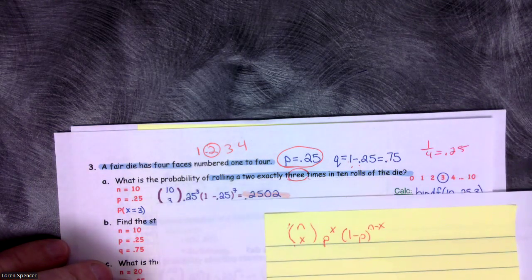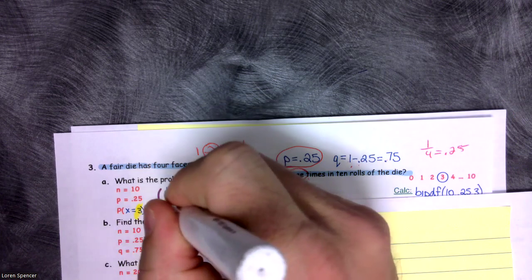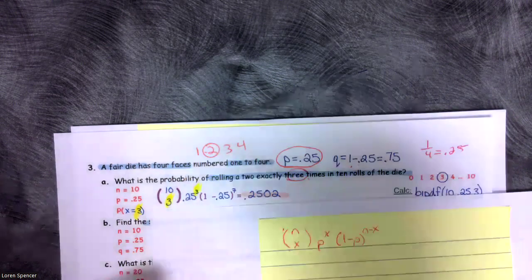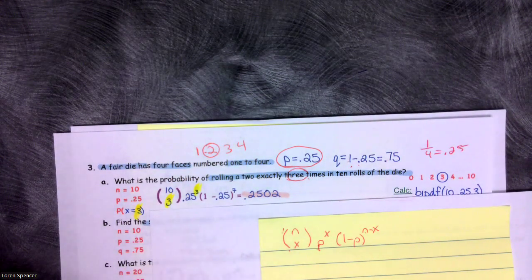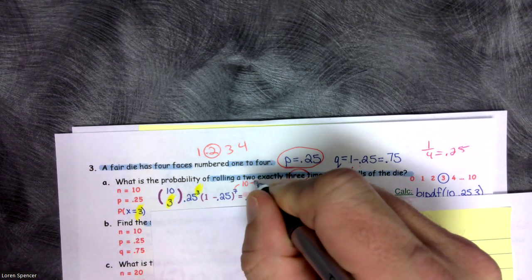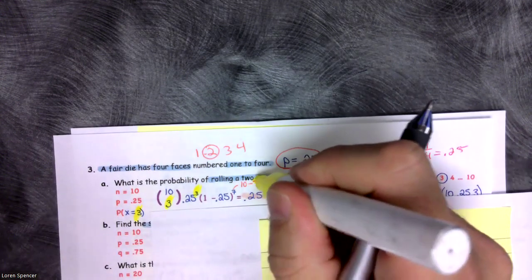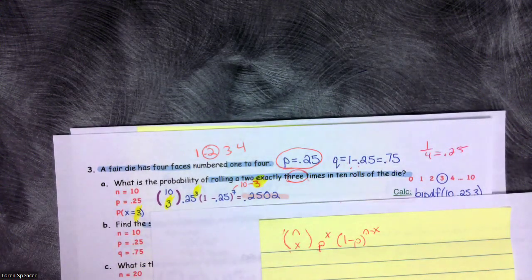Now, I want to point out some things to you again. I cannot stress this enough. This is my X value. Here it shows up here. Here it shows up there. And it's also hidden right here because this is 10 minus 3. And so that 7 came from the 10 minus 3, which is right there.